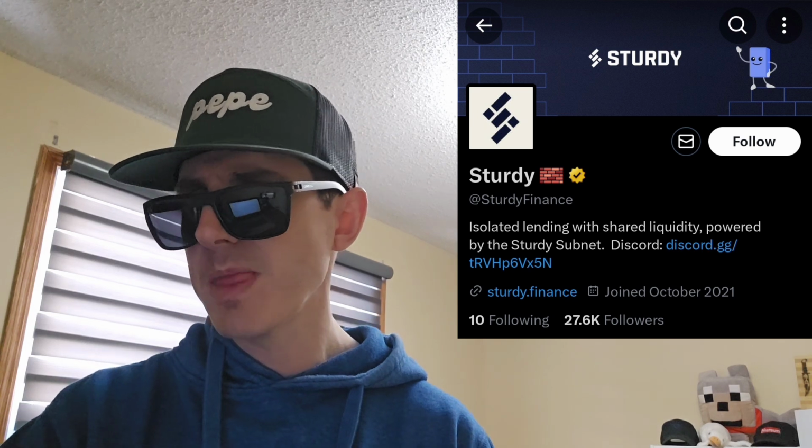So Strdy enables anyone to create liquid money markets for any token. How it works? Strdy introduces permissionless pooled lending accomplished through a novel two-tier architecture. Number one, tier one is the siloed lending pairs. Each siloed lending pair operates as a mini lending market consisting of a single lending asset and a single collateral asset.